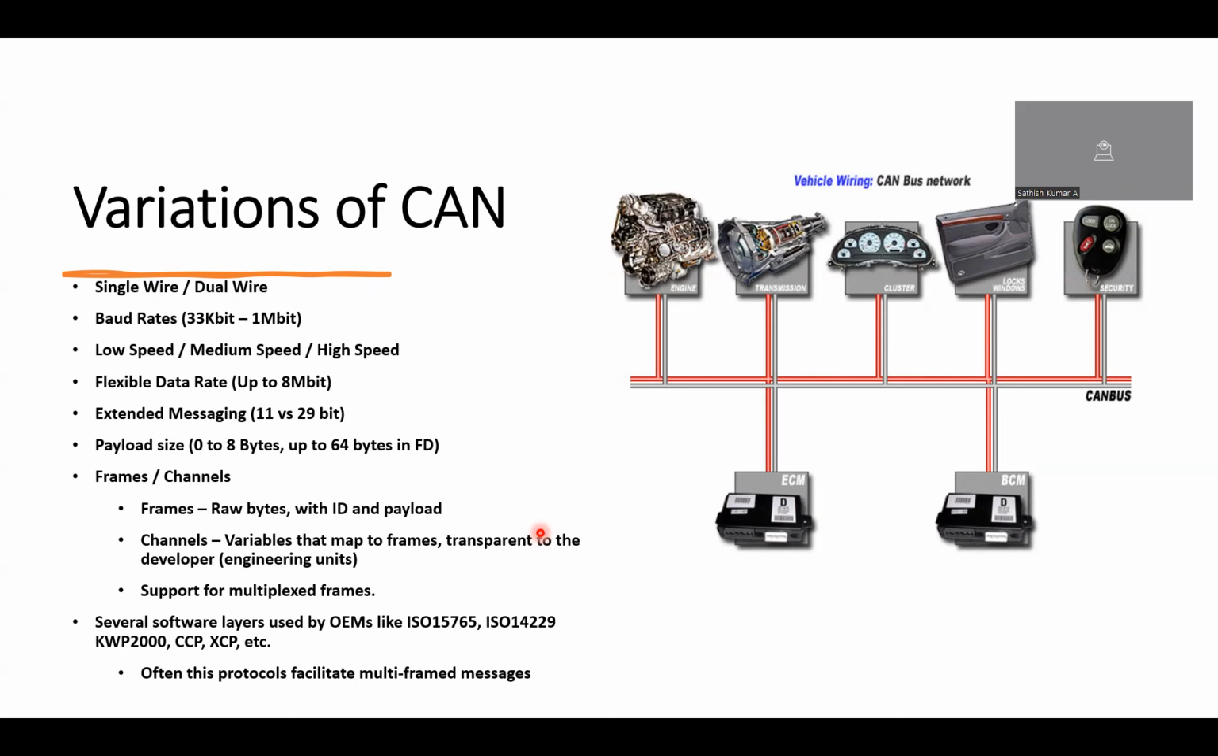Then we have CAN frames and channels. The CAN frame consists of the arbitration ID, and whether the message is CAN 2.0 or CAN FD, that will be mentioned. Then the payload. So this is the information which has been stored in the frame. When it comes to the channel, it is the variable that maps to the frame, and that will be transparent to the developer, which will be mentioned in the engineering unit.